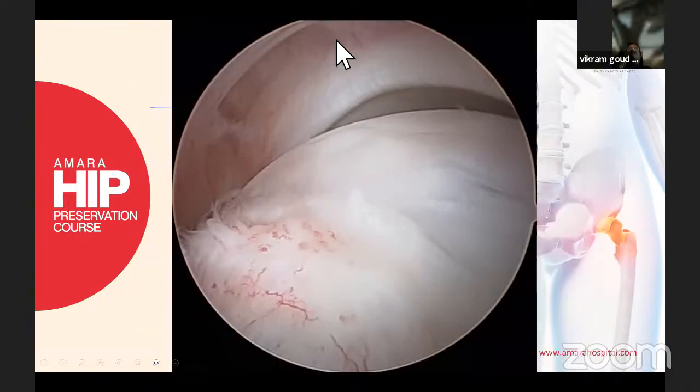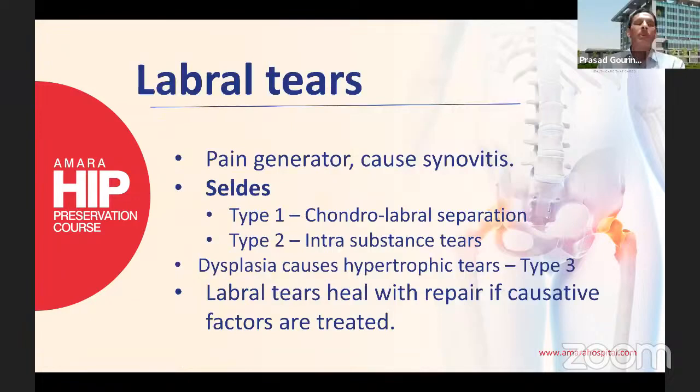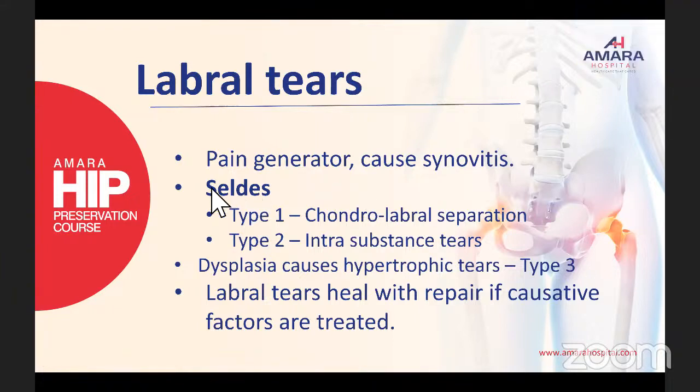So, a little bit on labral tears. Labral tears are not diagnostic of anything. A labral tear is the first thing that happens in most painful hips. So it's more like a pain generator, and it causes synovitis. There are three types of labral tear: two types actually described, and I'm going to add a third type for you. So Seldes has described this.